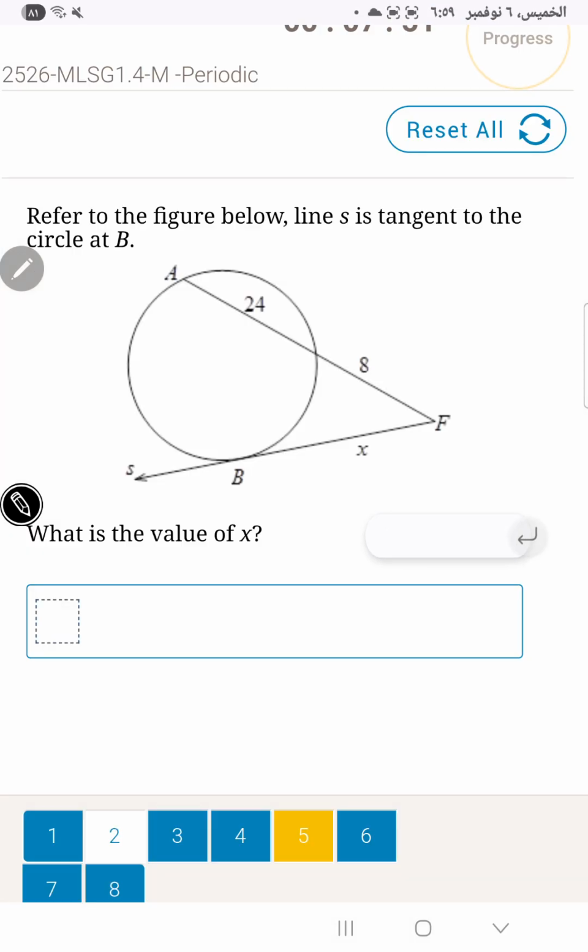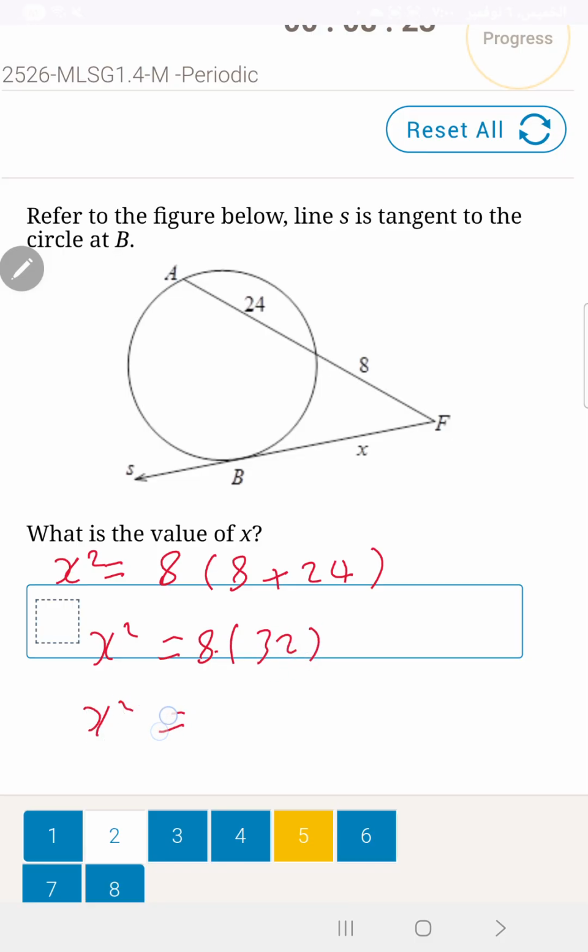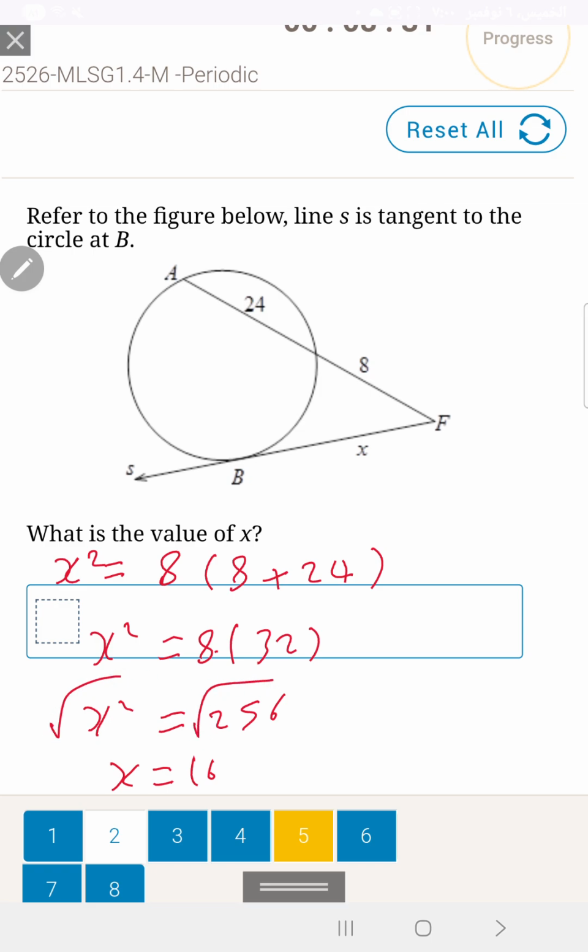Now question number 5. Here you have a tangent again. Same thing is repeated. X squared, square of tangent, is equal to external part times the whole secant, which is 8 plus 24. Now x squared will be 8 multiplied by x plus 24. You get 32. Now x squared is equal to 8 times 32, 256. Square root, x equals 16. You have to do square root here and square root here.